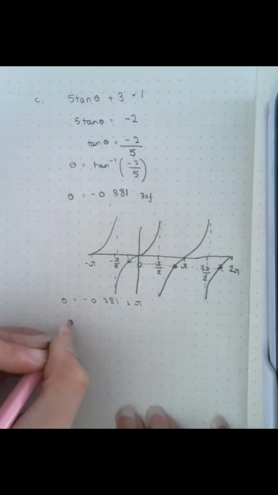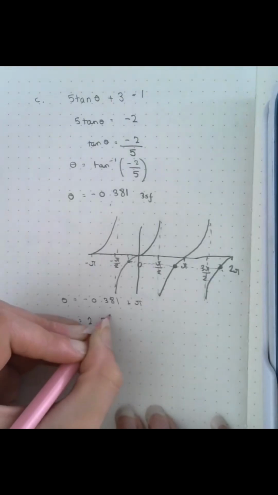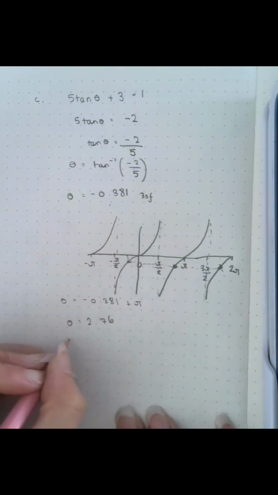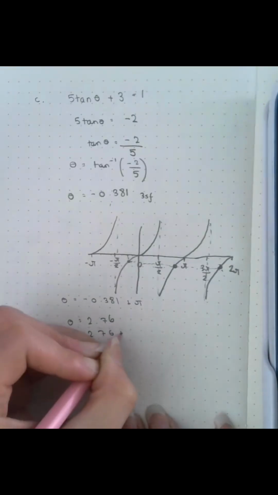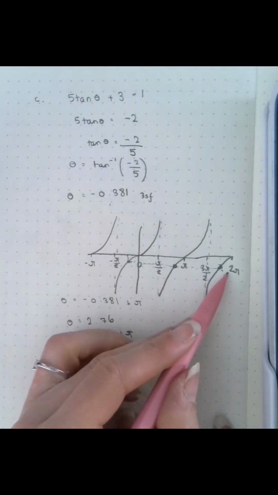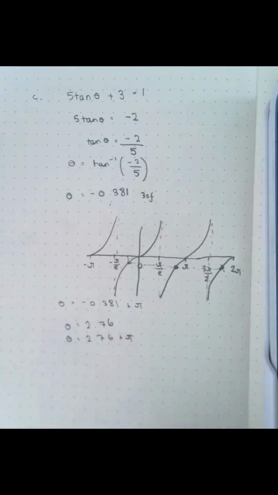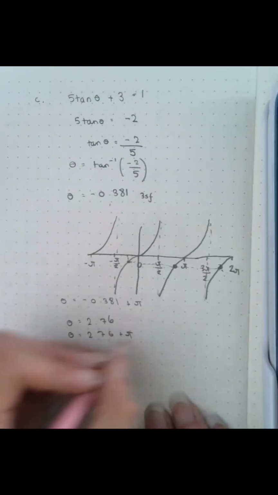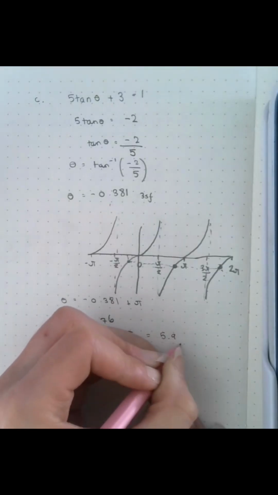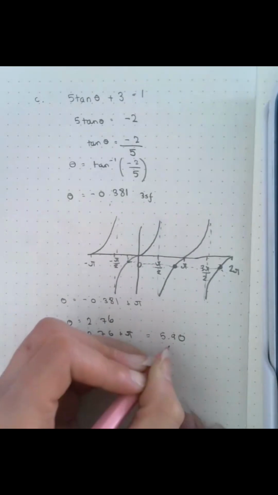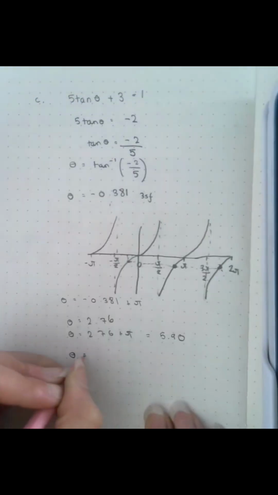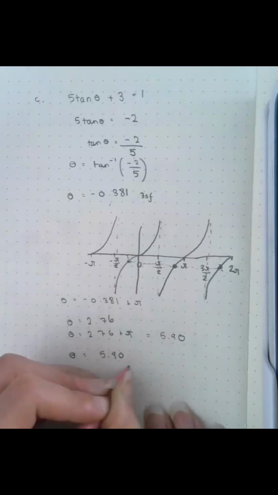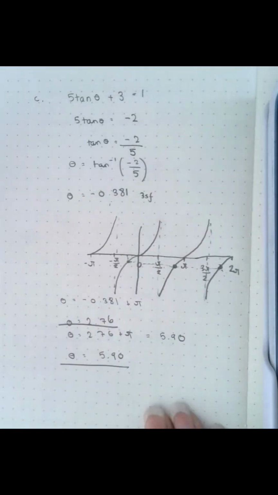So theta is 2.76 radians. And then we'll do theta is 2.76, add another pi on, because we know there's another solution within that range of 2 pi. So let's add another pi on, and we get that theta is 5.90 to three significant figures. So theta is also 5.90, and they are the two solutions that are going to be in our range.